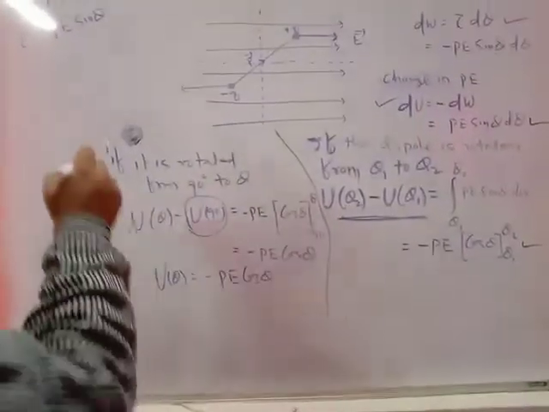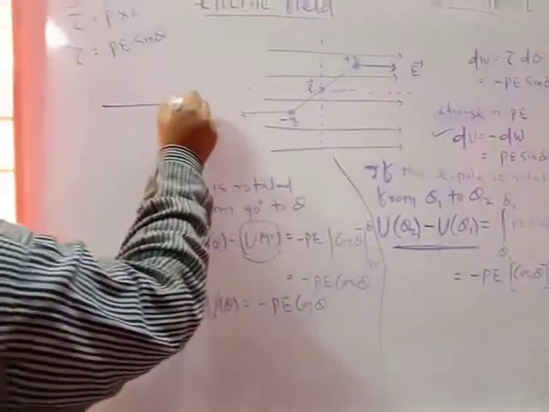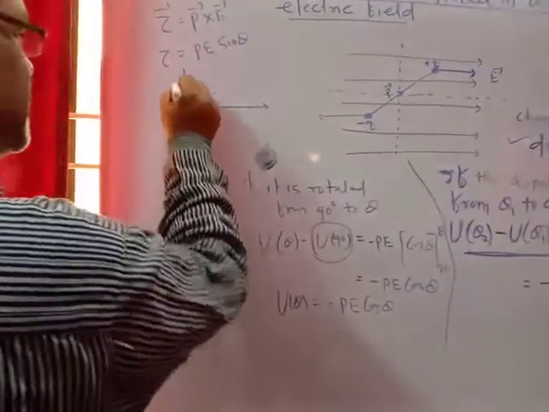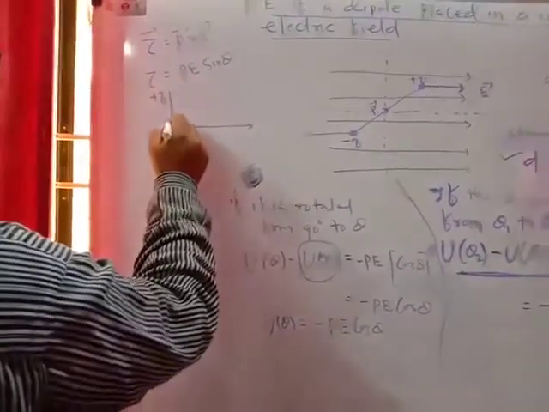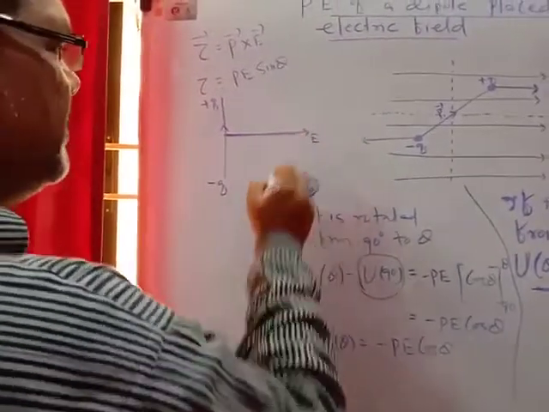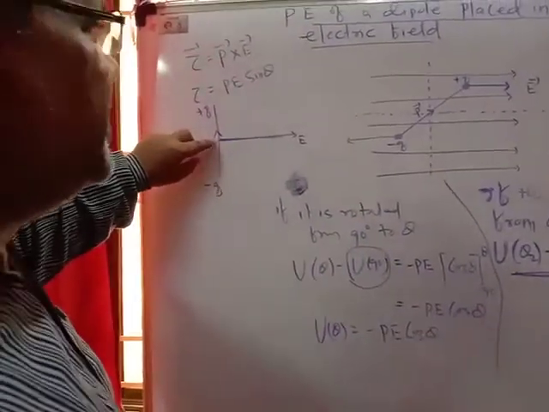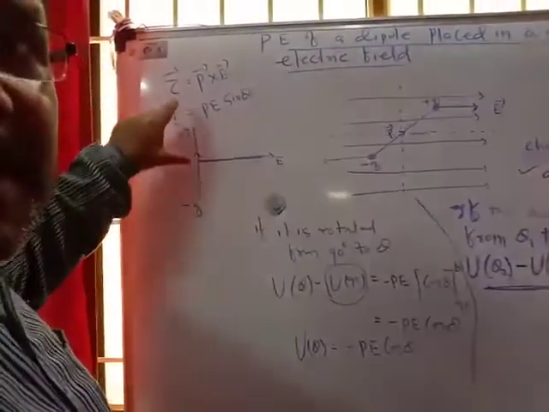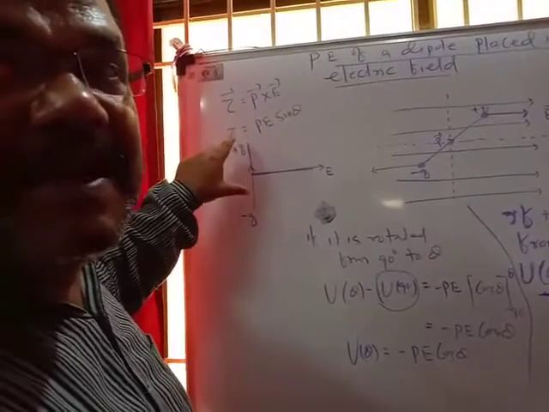Be careful. Suppose the electric field is here and the dipole is kept here in this manner, that is the minus q and plus q. The angle is like that. The dipole is perpendicular to that of the electric field. What will happen? The potential due to the dipole at the 90-degree position becomes zero.